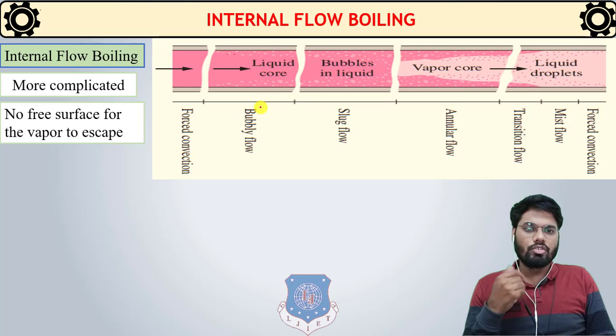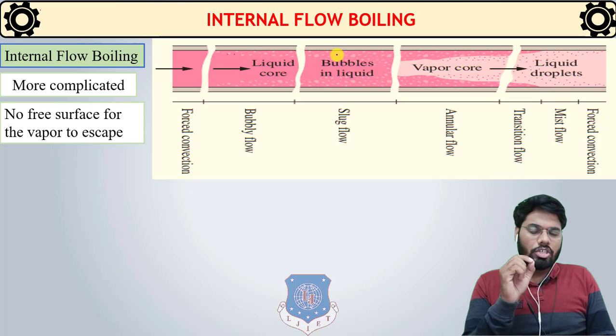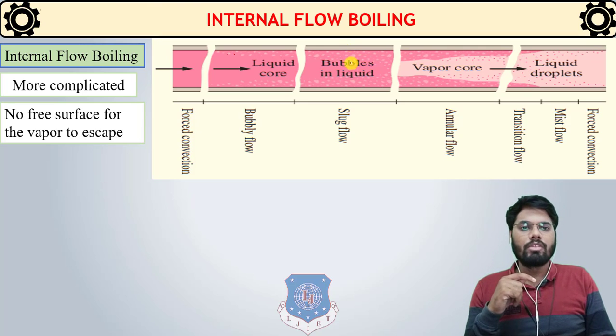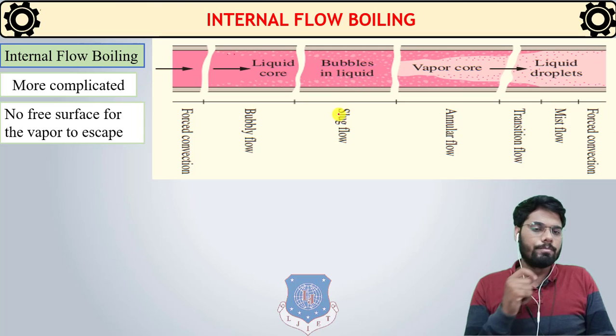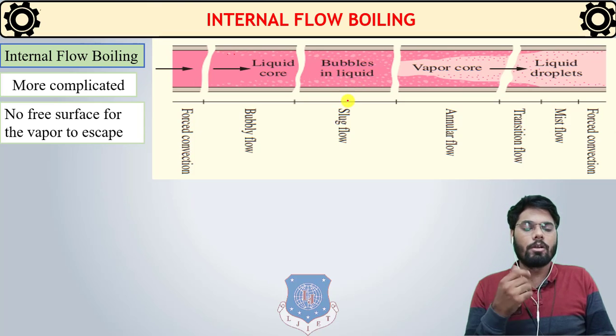This is the zone which is known as the bubbly flow. After some length, the position of the bubbles is a little bit farther from the inner surface of the pipe. There is a larger amount of bubbles, and the liquid contains vapor in it. This flow is known as the slug flow, where the number of bubbles is more.